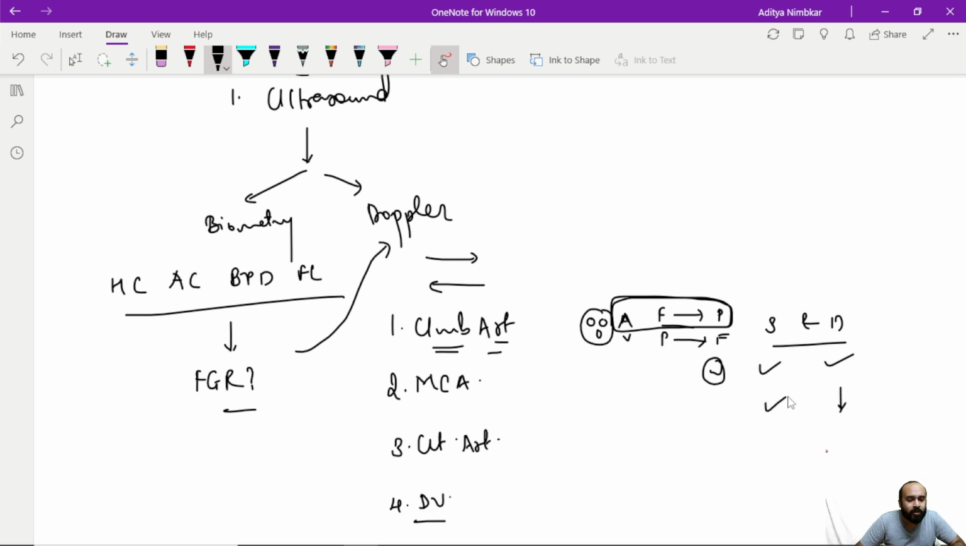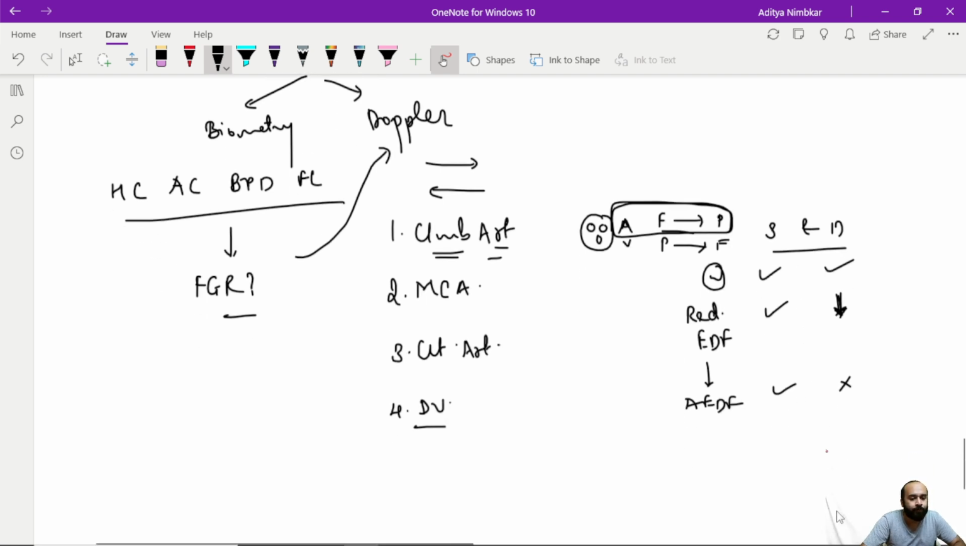The systolic blood flow is still going on, but there is going to be a reduction in the end diastolic flow. So this is what we call reduced end diastolic flow. This is the first stage wherein we can gauge, or wherein we will know, that there is a reduction in the blood flow in the umbilical artery. This is followed by absent end diastolic flow in the diastole. So the systolic flow still continues because the heart is actively pumping, but during the diastole there is going to be complete absence of flow.